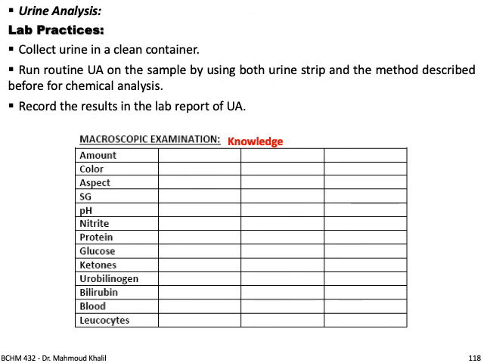As for lab practice, you need to have this kind of table to record your data. So you need to collect urine in a clean container, run routine urine analysis on the sample using both urine strip and the methods described before for chemical analysis, and record the result in the lab report of the urine analysis as in this table.